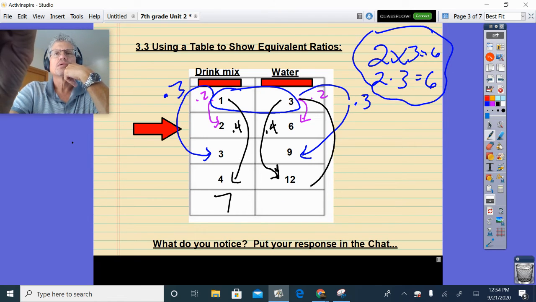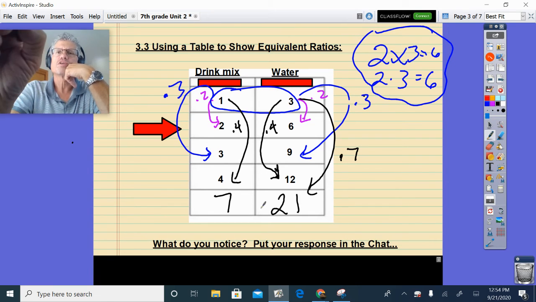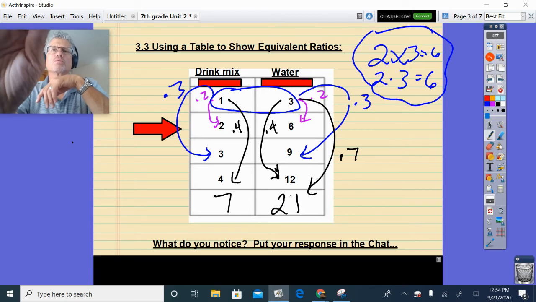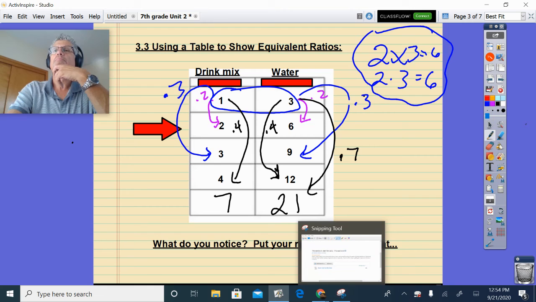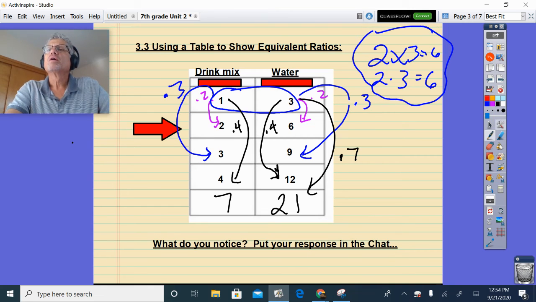Well, 7 times 3 would be 21. So 7 to 21 is an equivalent ratio to 1 to 3 and all those ratios above it. Okay. Let's move on now.